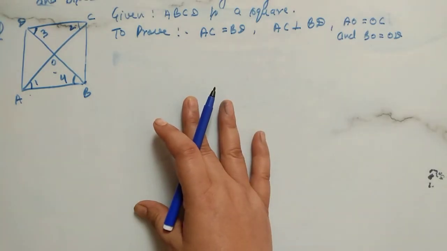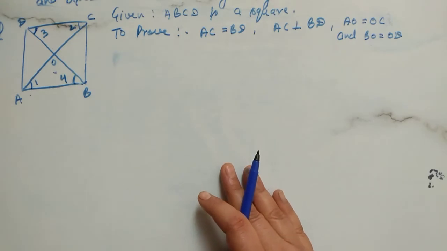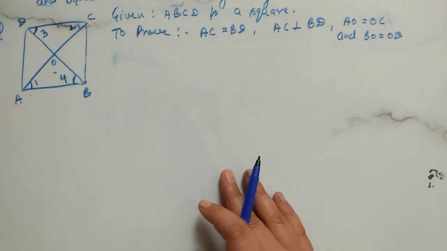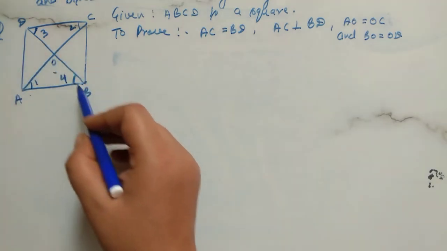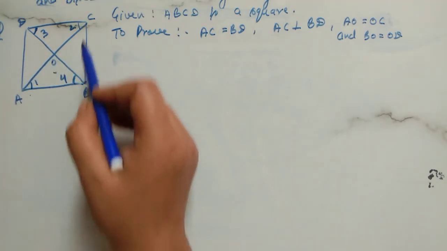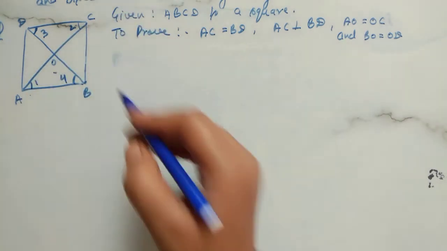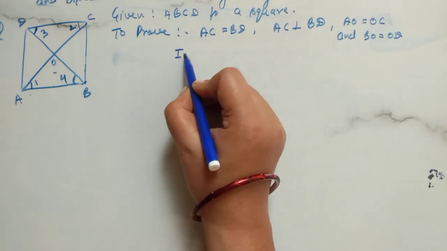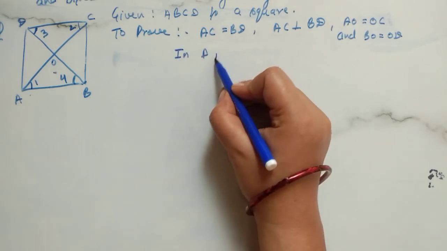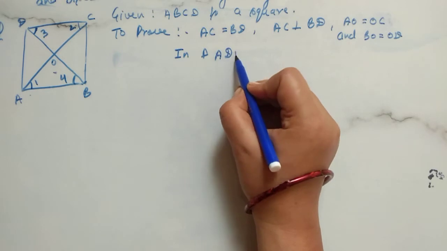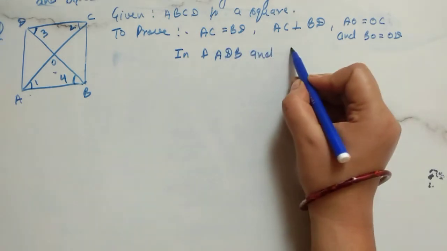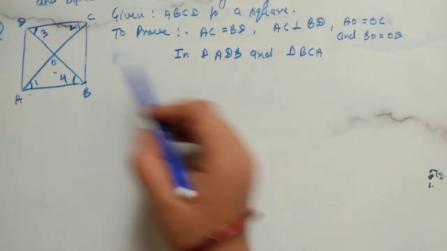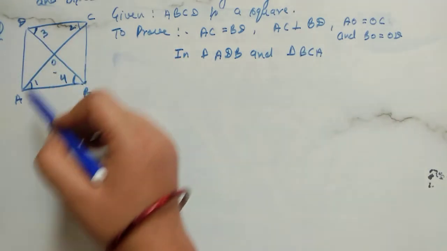Just see what we need to prove. Now we need to prove that diagonals are equal. So we will take the triangles in which diagonals are there. For example, we are taking triangle ADB and triangle BCA. In both of these, diagonals are there. So in triangle ADB and triangle BCA, just see what we have.